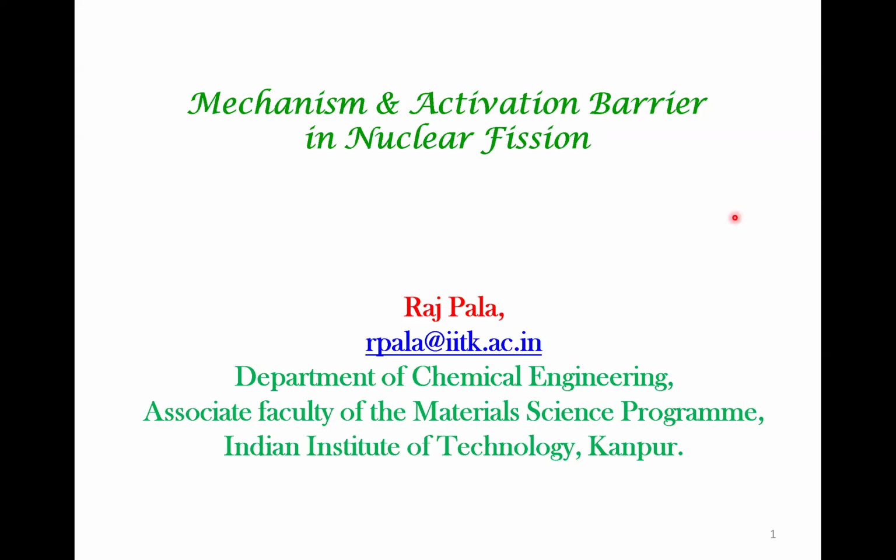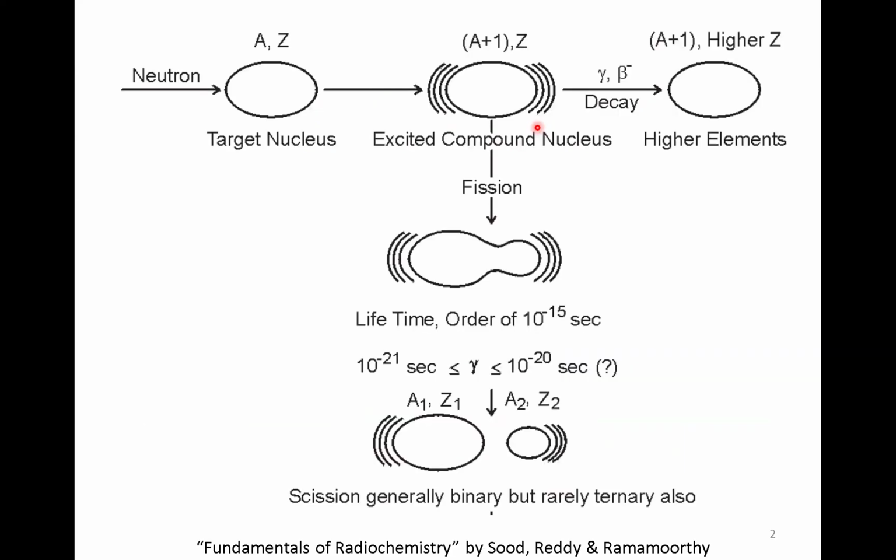Welcome back. In this lecture, we will look at certain qualitative mechanisms underlying nuclear fission and rationalize why there is an activation barrier in nuclear fission. Schematically, one may imagine fission to occur in this manner. First, the target nuclei is irradiated with neutron.